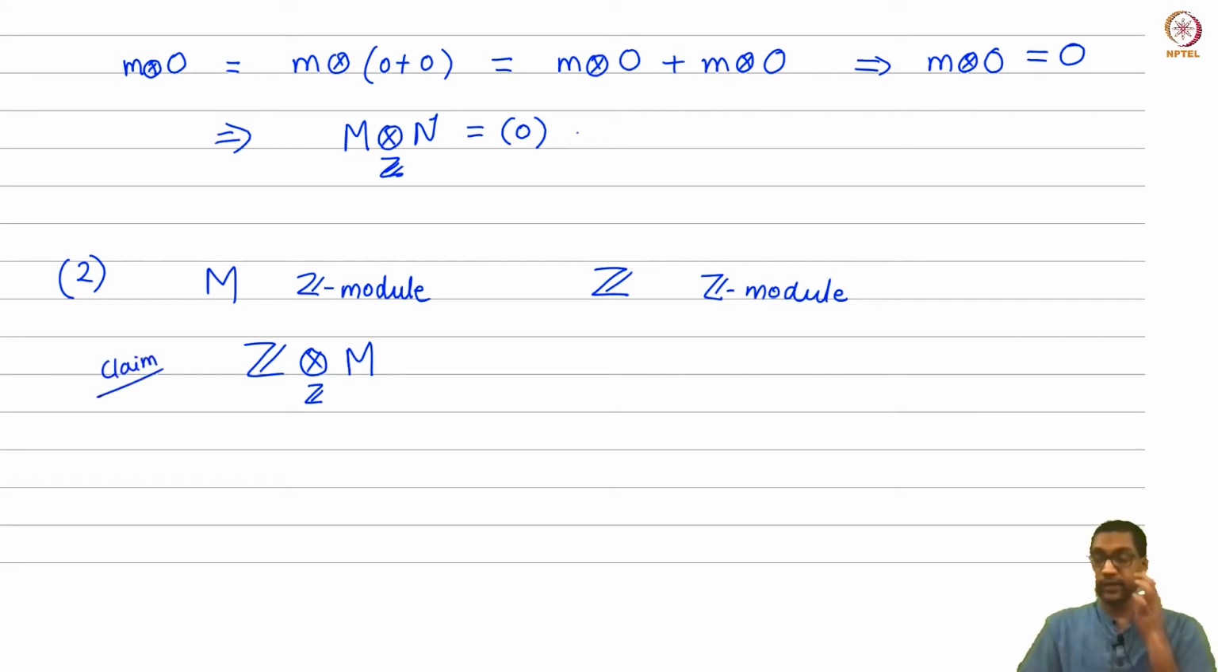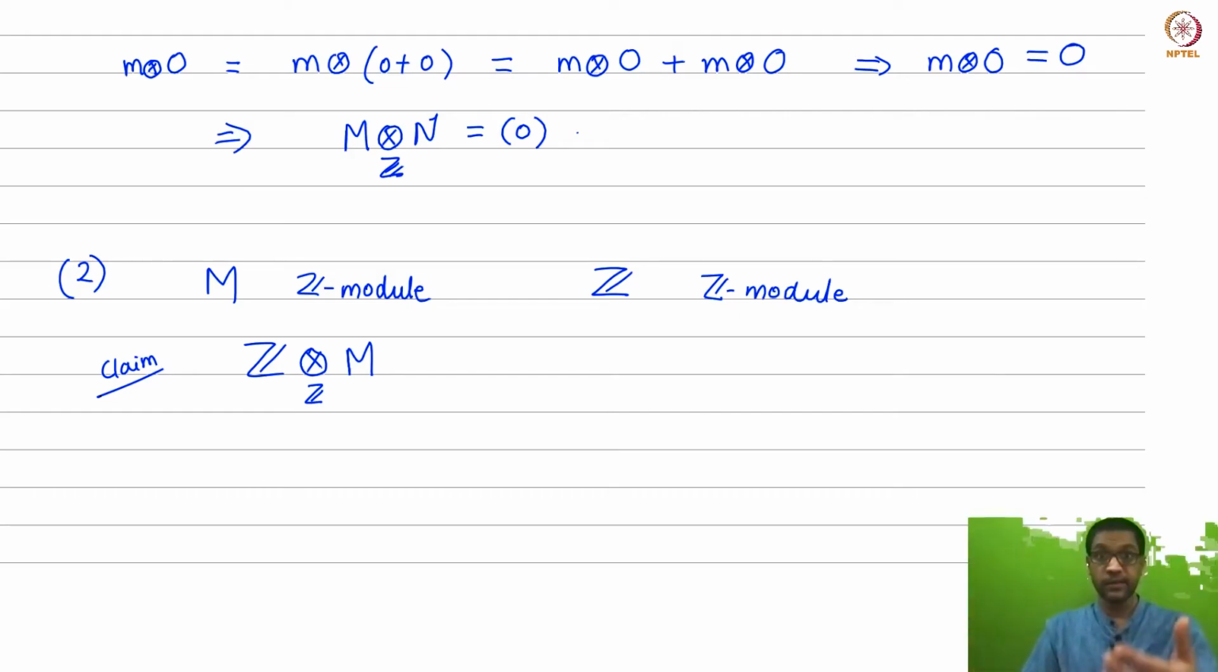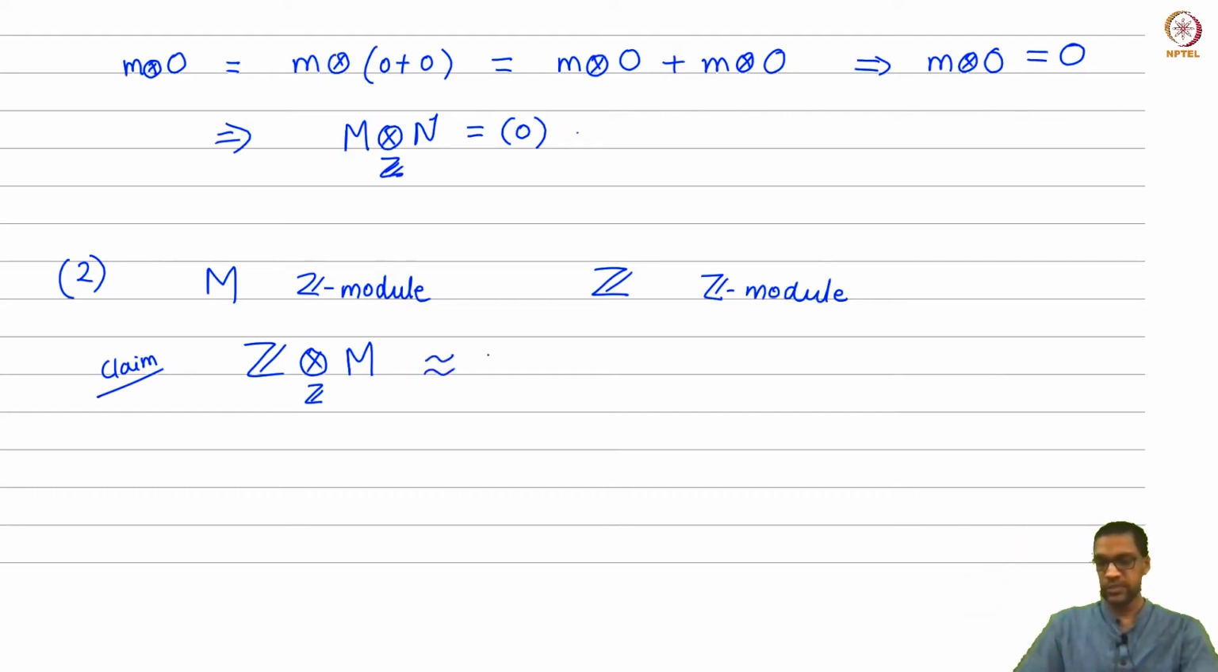Okay. So then I claim, what do I get? We already did this. If you tensor with 0, then you get just the 0 module. If you tensor with the module Z, then what do you get? Well, you just get back a copy of the original module. The claim is that this tensor product is actually isomorphic to M itself. Okay, so let's prove this claim.